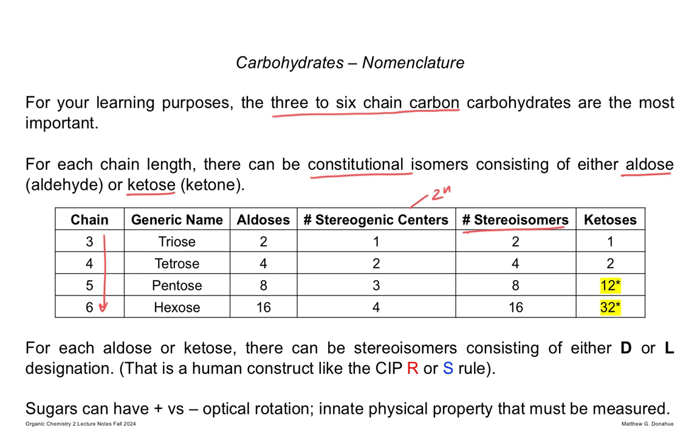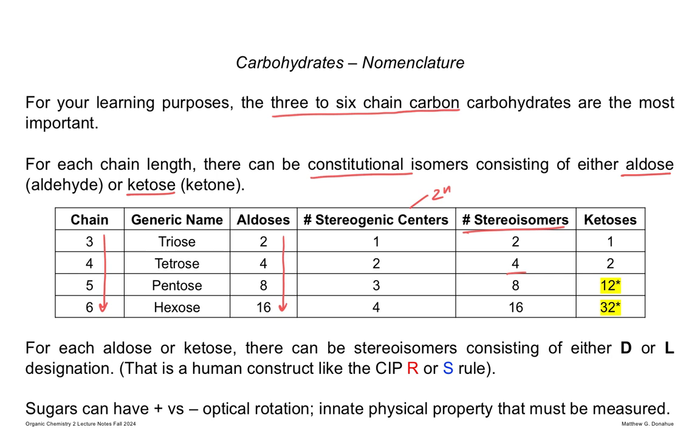A tetrose, there can be 4 aldoses of the tetrose class, because now you have 2 stereocenters in the chain, so 2 to the 2, that gets you your 4. And then that math just increases. So we're going to look at the logic of the aldoses going from the 3 carbon chain to the 6 carbon chain, what the structures are, and why you have so many stereoisomers.